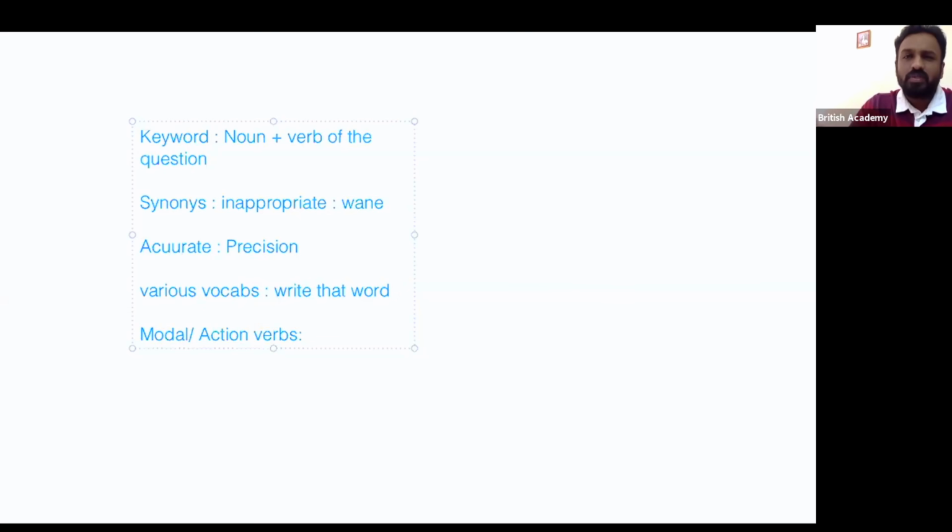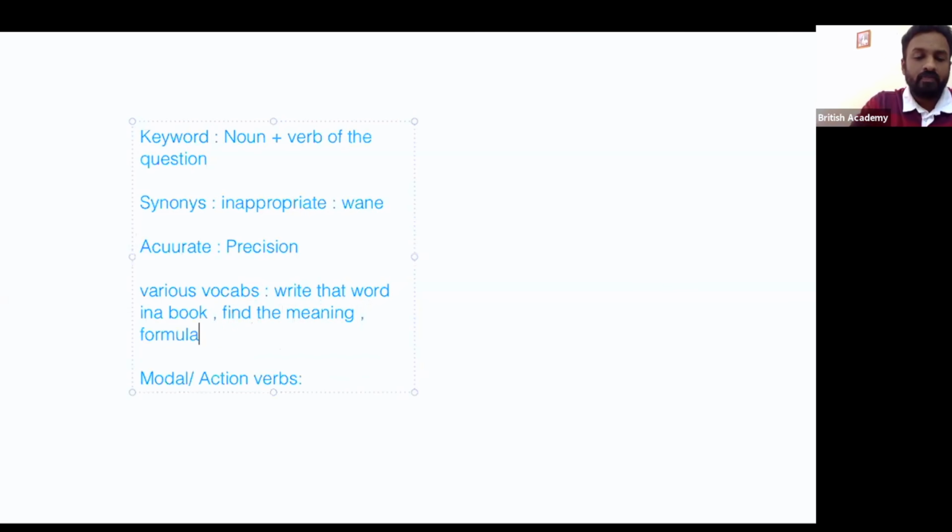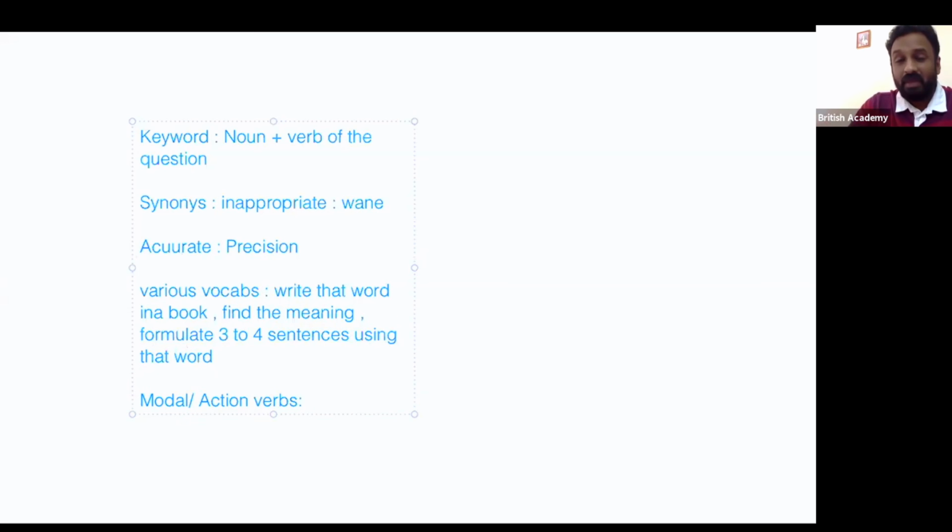But what I want you to do is a simple technique. First step: write that word in a book. Second step: find the meaning of the word. Then, once you find the meaning, try to formulate 3 to 4 sentences using that word. Many people use a wrong technique. They just write vocabularies and try to learn them by heart. This will not be helpful for you.